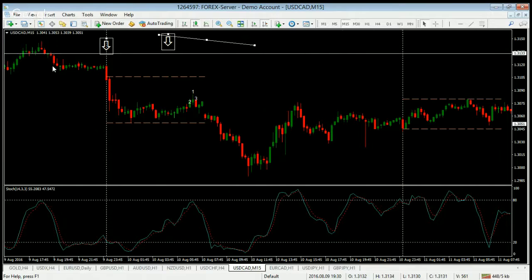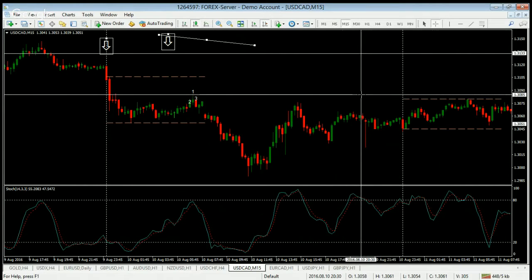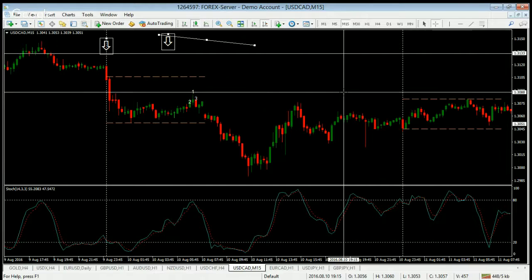So around 18, 19 you should expect the market to close. You should start seeing consolidation around 18 GMT to 19, as you see here. So 19, you can see consolidation started around 19.